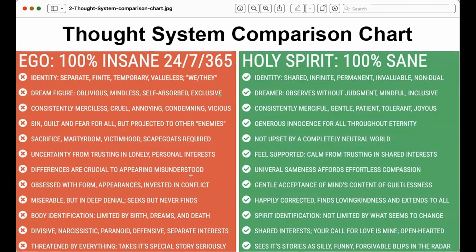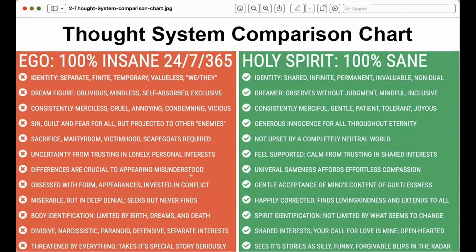I'll just read the first couple of lines here. In Ken's chart, he has the ego on the left in red lettering, and the Holy Spirit on the right with green lettering. I actually made this around Christmas time and didn't realize these were Christmas colors. Silly aside, but again, the colors are arbitrary, the fonts are arbitrary, the words even are arbitrary. But the idea is that at some point we realize that the craziness of the ego thought system, whatever you want to call it, is completely insane, 24/7, 365.